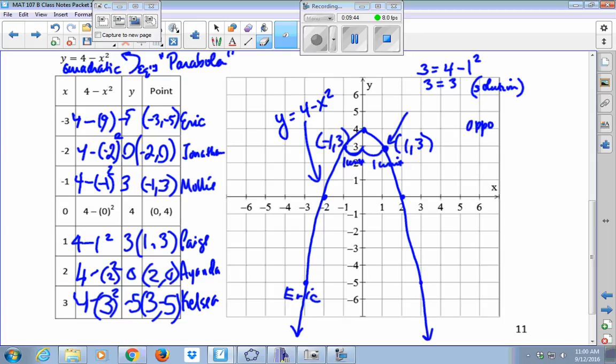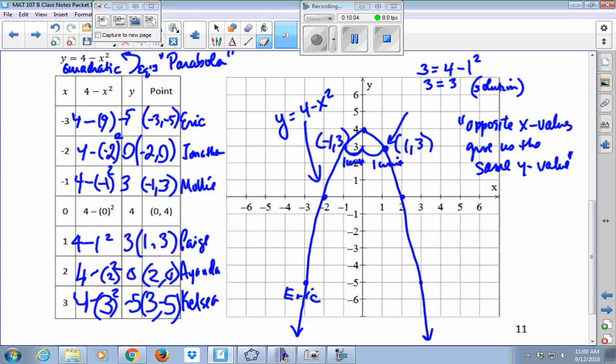Opposite x values give us the same y value. This has a really fancy name in mathematics that we're going to explore later on in a few classes.